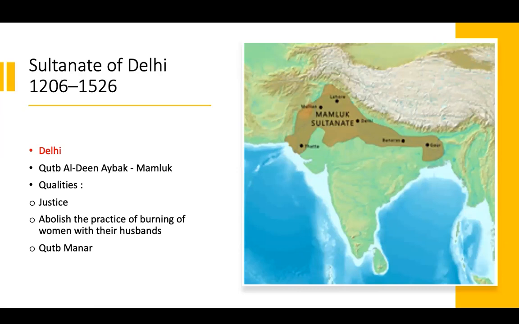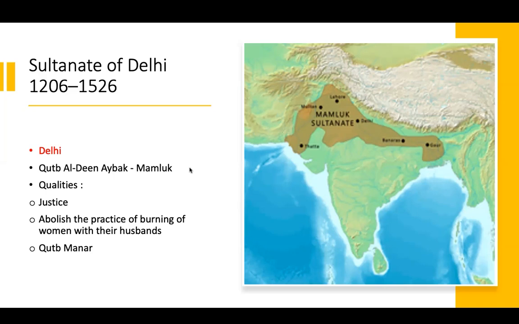So, moving over to the Sultanate of Delhi. This is the Mamluk Empire that's arising now. It started in 1206 and lasted to 1526, so more than 300 years in power, right? And they took Delhi to become their capital. One of the most famous rulers of the Sultanate of Delhi was Qutb ad-Din Aybak. Again, he's one of the Mamluks, and he had multiple qualities, right?